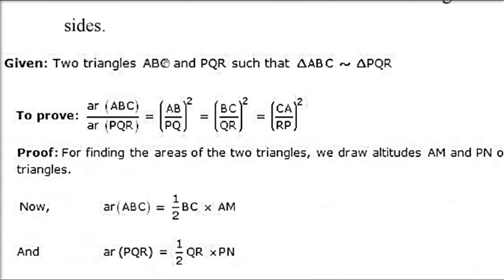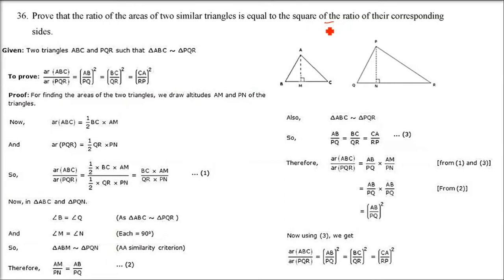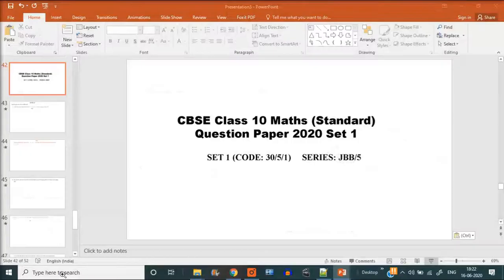Since we have two triangles which are similar, we have to take the ratio of the areas and prove that it is equal to the ratio of the corresponding sides squared, all three sides squared. So what do we do? We'll first find the area, and we know the formula of area. For that we need the perpendicular. So AB square by PQ square, like this we have to prove. We need to find out the area.